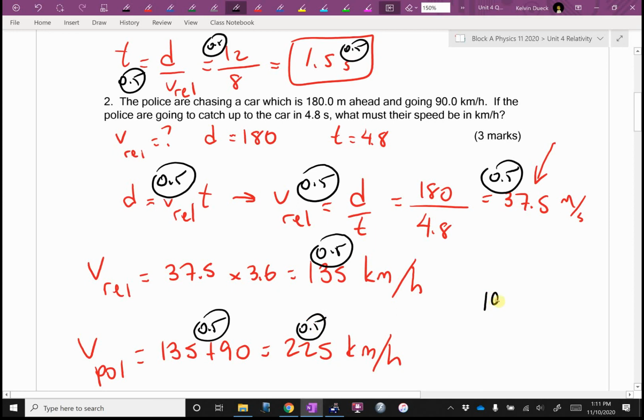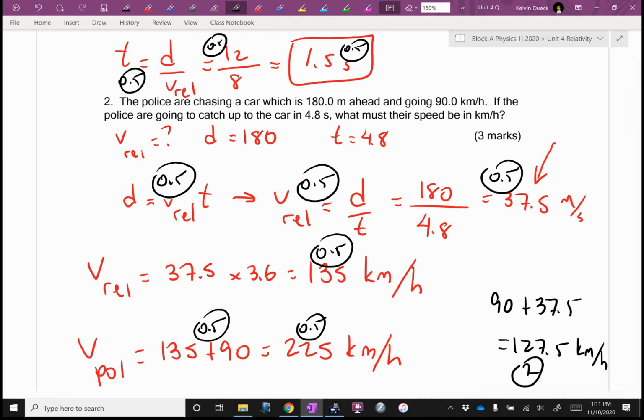If you foolishly went, oh, it's going to be 90 plus 37.5 because you didn't look at the units, and said it was 127.5 kilometers per hour, I would give you 2 marks. I would take 1 mark off because it drives me crazy when people don't pay attention to units. And I'd probably say, go throw your resume into Verizon because they'll hire you.